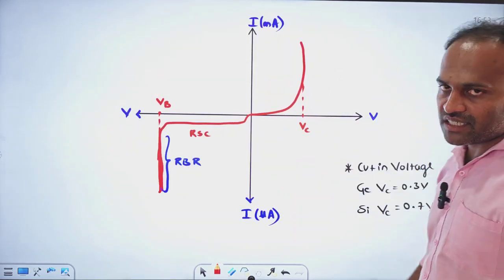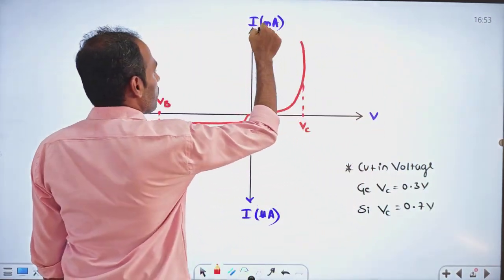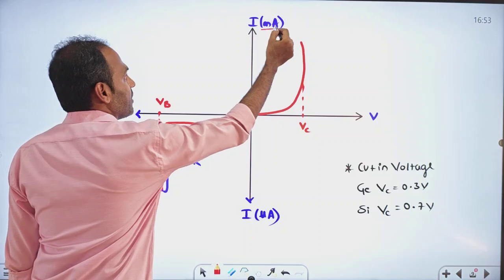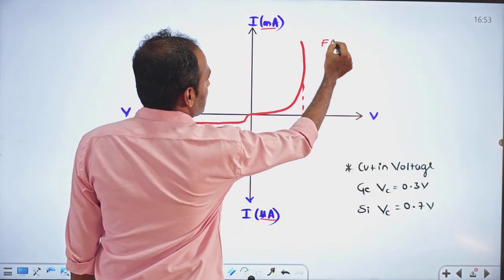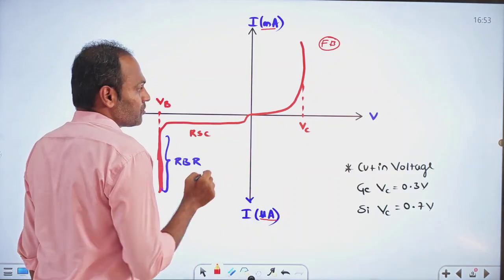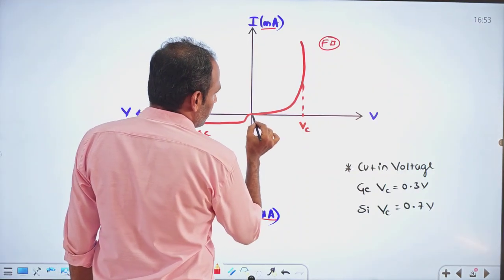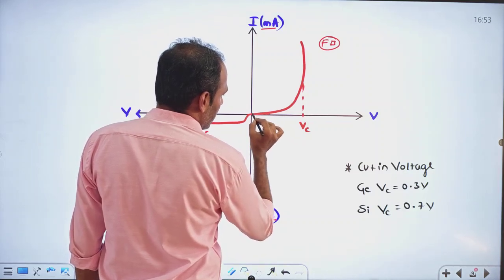Now see, IV characteristic of semiconductor diode. We know very well voltage along x-axis, current along y-axis we have taken. Here current is in milliamperes, here current is in microamperes. So this is the forward bias characteristic, this is the reverse bias characteristic, right. In forward bias you can see here at the beginning, even if you increase the voltage, there is no rise in the current, right.